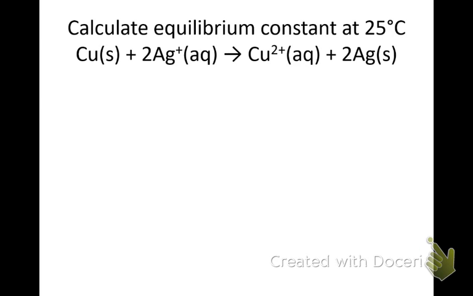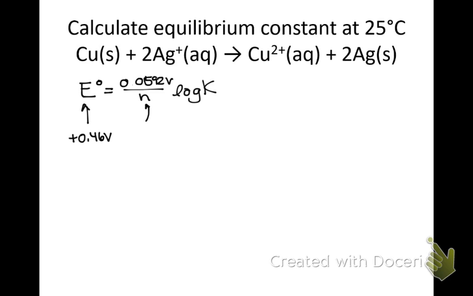So we could calculate the equilibrium constant for this reaction. We've looked at this electrochemical cell several times now. If we want to calculate K, then we know that we can use the standard potential equals 0.0592 volts divided by the number of electrons transferred times log of K. That will get us there. Here, our standard cell potential is 0.46 volts. We've calculated this a couple times before, and we know that we could find it using the standard reduction potentials. And we know that the number of electrons transferred here is 2.